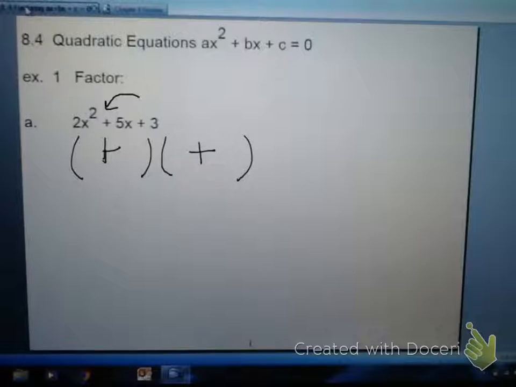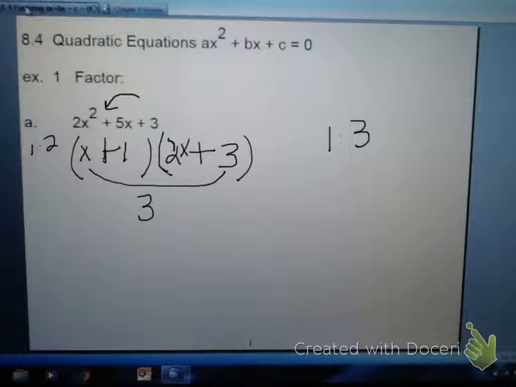Now, which factors of 2? 1 and 2. So I'm going to put 1x and 2x. Now, the factors of the last term is 3. We don't have any choice but to use 1 and 3. So I'm just going to guess on where I'm going to put it. I'm going to put a 1 here and a 3 here. Check, your outside term is a 3x, and your inside term is 2x, which is 5x, and that is your middle term. So that checks.